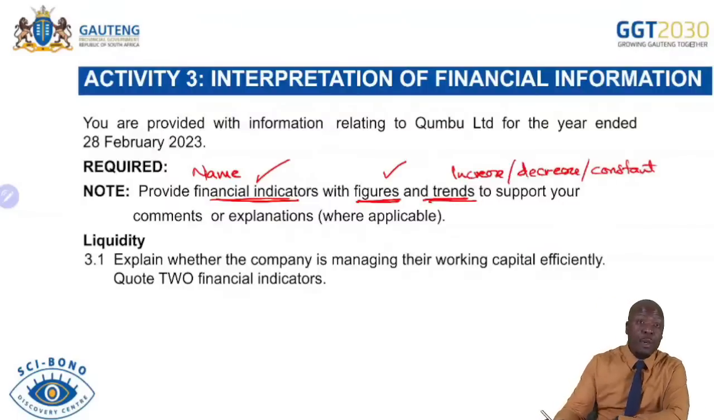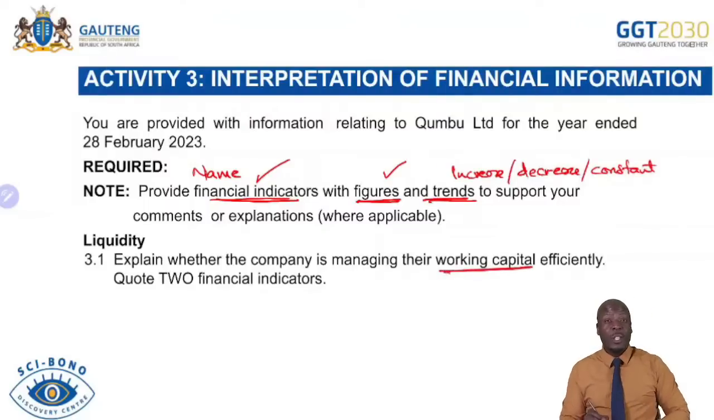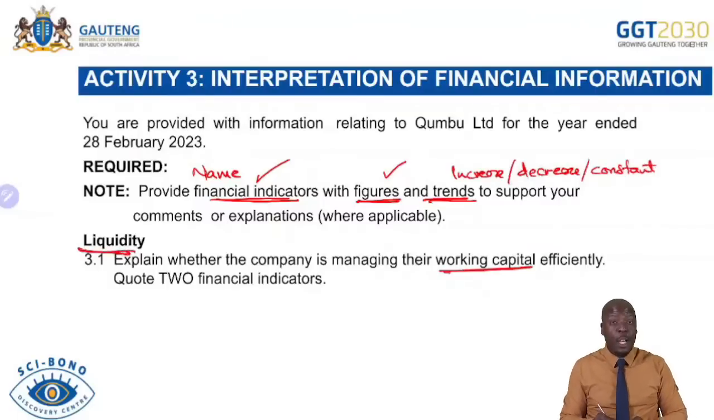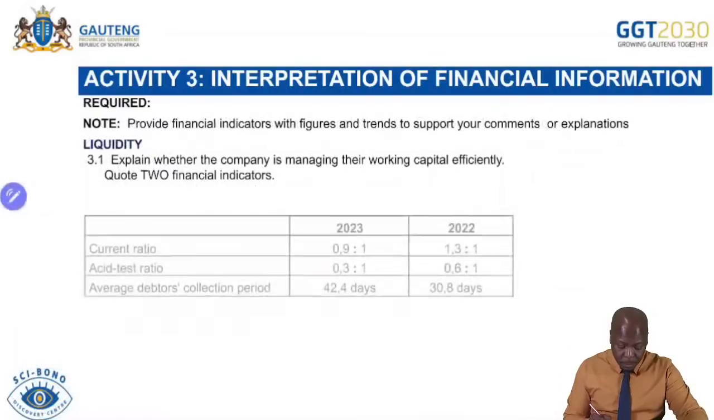Now, question 3.1 then says, explain whether the company is managing their working capital efficiently. Quote 2 financial indicators. So you have to know the working capital financial indicators that are required in this particular question. But one of the easiest ways to understand is, here we're dealing with what? Liquidity. All right. So we are talking about working capital, and this particular question is referring to liquidity. So this therefore becomes very easy for us. And let's see what more information we are given.